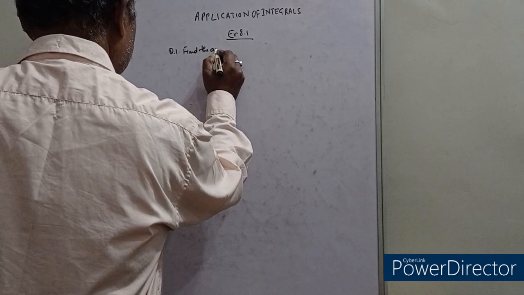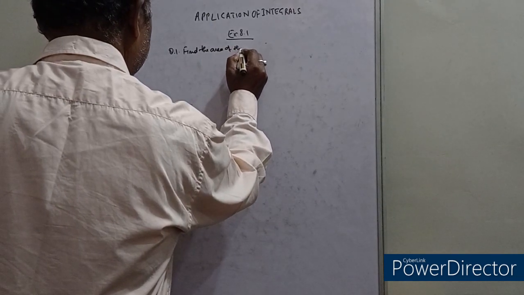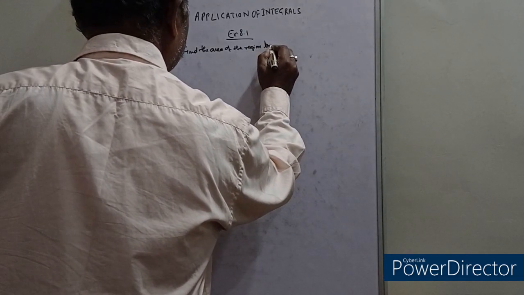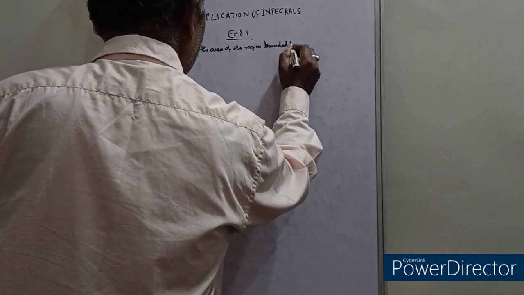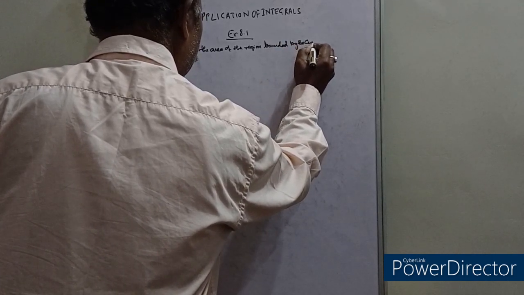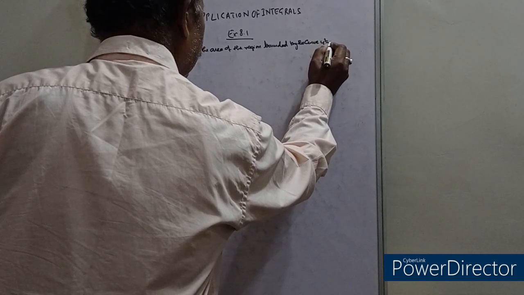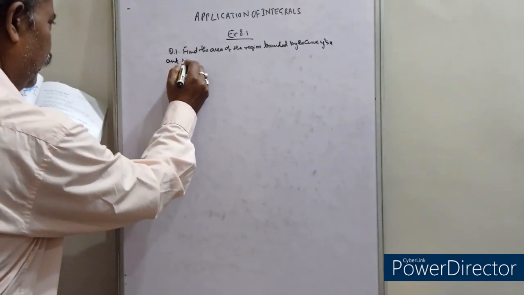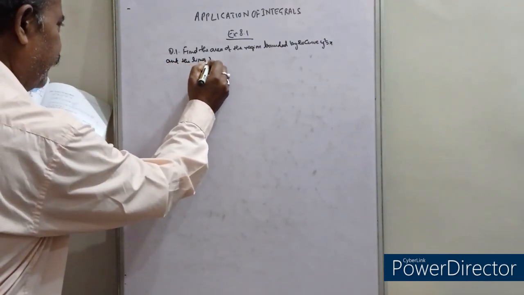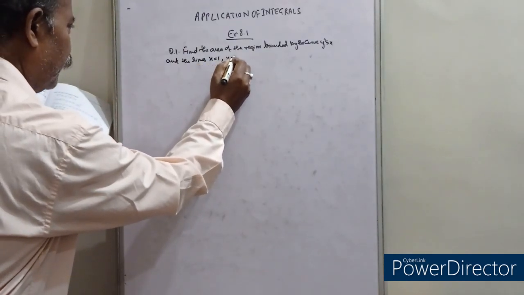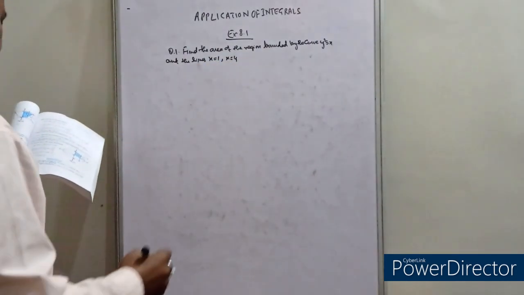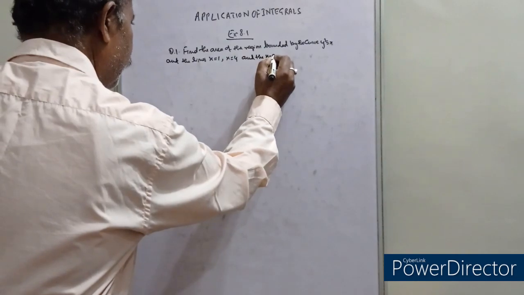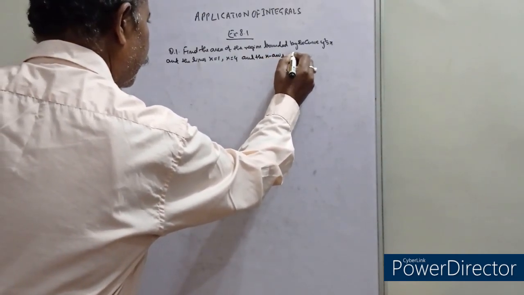Find the area of the region bounded by the curve y square is equal to x, and the lines x is equal to 1, x is equal to 4, and the x-axis in the first quadrant.